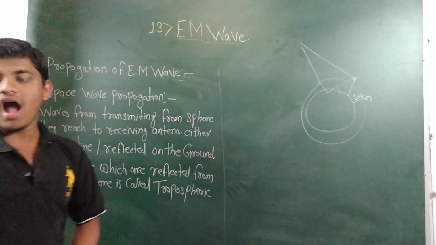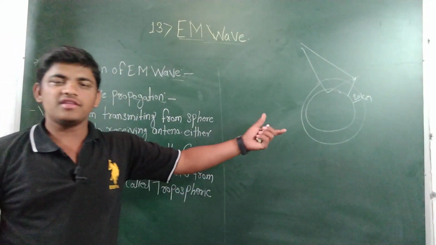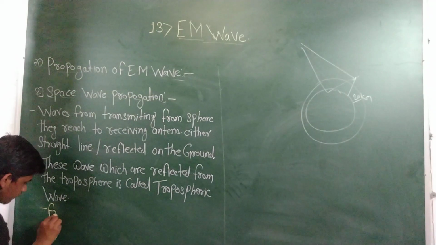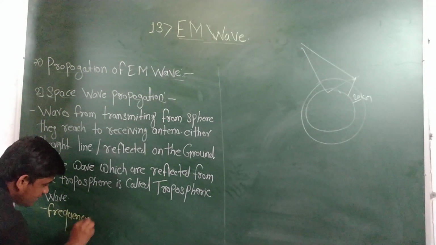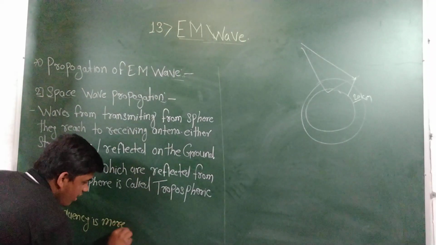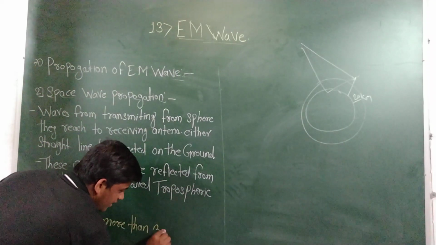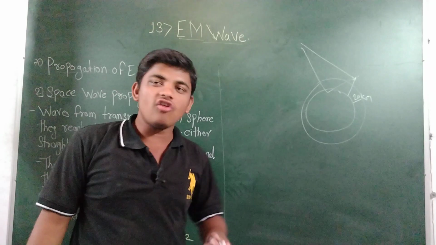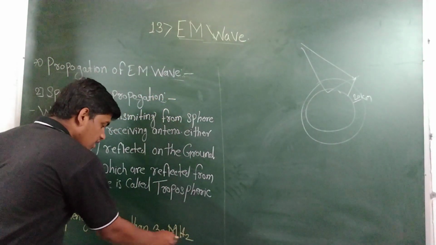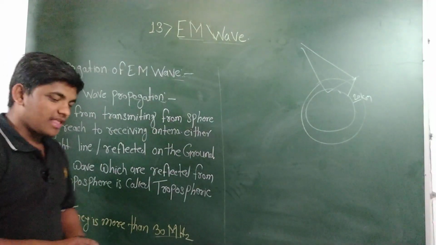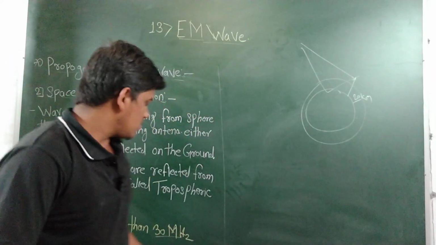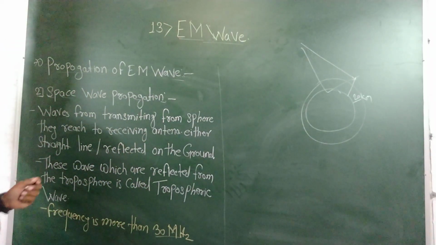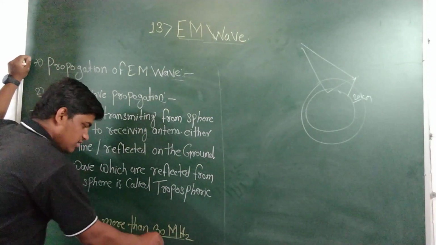But the frequency range of space wave propagation is more than 30 megahertz. Please remember for the MCQ, the frequency range of space wave propagation is more than 30 megahertz. In the MCQ they may ask less than 2 megahertz, more than 30 megahertz, more than 2 megahertz, greater than 60 megahertz. Some MCQ options will be given, but the right answer will be more than 30 megahertz.